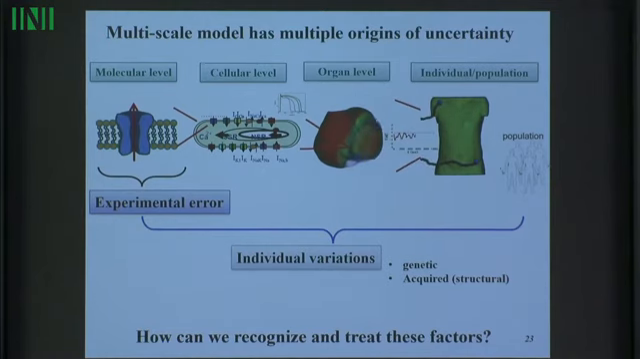As I told you, a multi-scale model has multiple origins of uncertainty. At every level, we have very many unknowns and uncertainties. I will show the impact of those errors and variations, some of them.